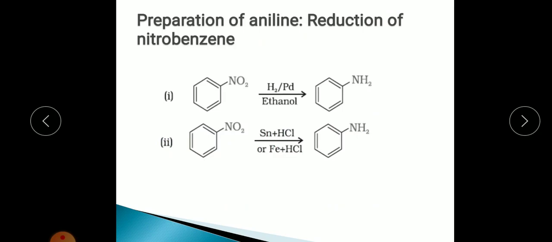Next, we'll see the preparation of aniline, how we can prepare aniline. So it can be prepared by the reduction of nitrobenzene. We'll take nitrobenzene and reduce it with hydrogen in the presence of palladium in ethanol to form aniline. Or we can also use tin and HCl, or iron and HCl. So the nitrobenzene will be reduced to aniline.